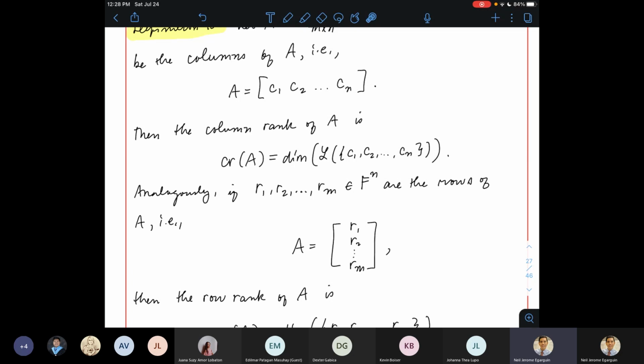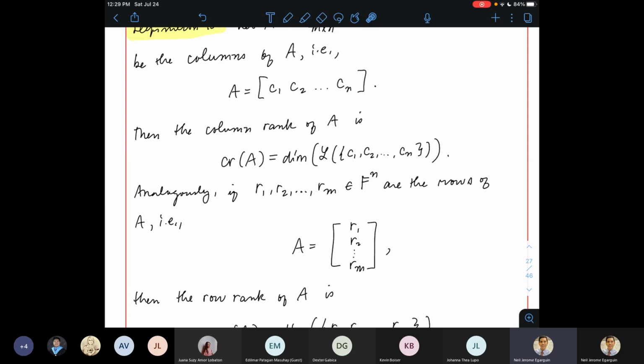So nawala sa isip ko yung term na span when I was writing this. That's why I have L here. Probably it would have been better if I started with span because you might be familiar with it. Okay, but we define the column rank of A to be the dimension of this vector space. Remember, an L of X for any set X is a vector space, and so it has a dimension. That dimension is what we call the column rank of the matrix A.